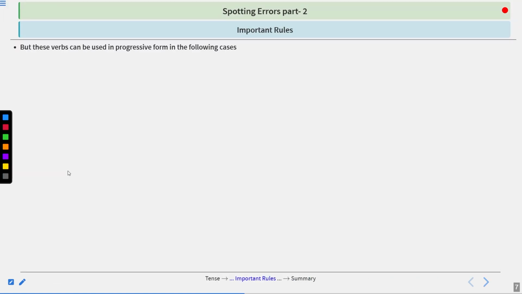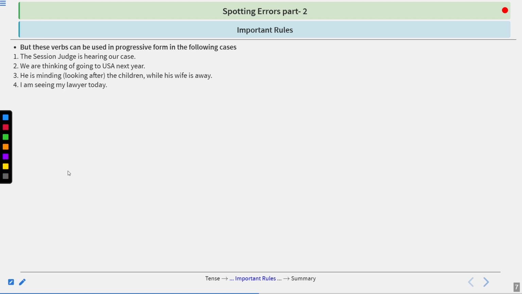But these verbs can be used in progressive form in the following cases. As we saw, some verbs do not take continuous tenses, but we can use continuous tenses with them in a different situation. The session judge is hearing our case. Here it means something different. We are thinking of going to USA next year. He is minding, which means looking after, the children while his wife is away. I am seeing my lawyer today. Here see means to meet, not to notice. I am having some difficulties with this puzzle.